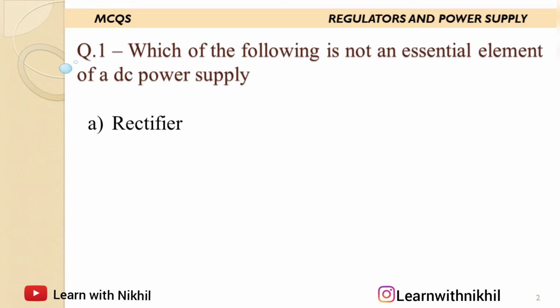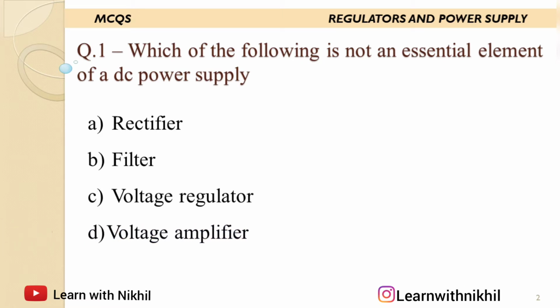A. Rectifier, B. Filter, C. Voltage regulator, or D. Voltage amplifier. So as you know, for converting AC into DC power supply, we require rectifiers, filters and voltage regulator. And not an essential element will be voltage amplifier.